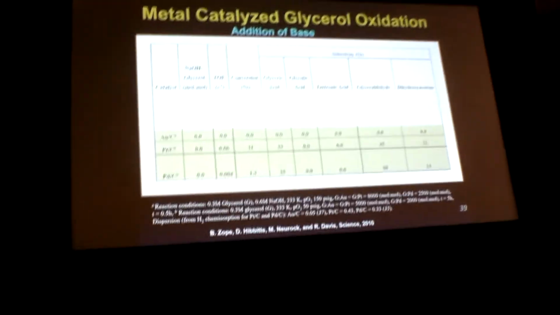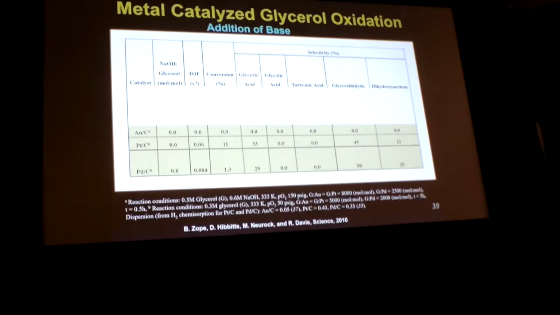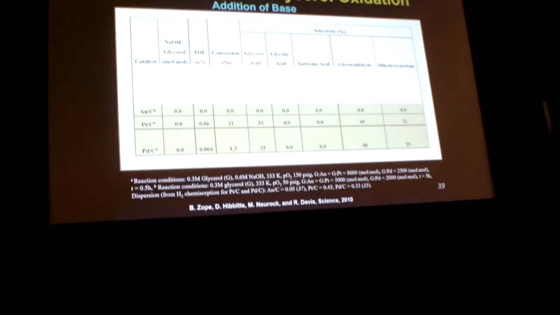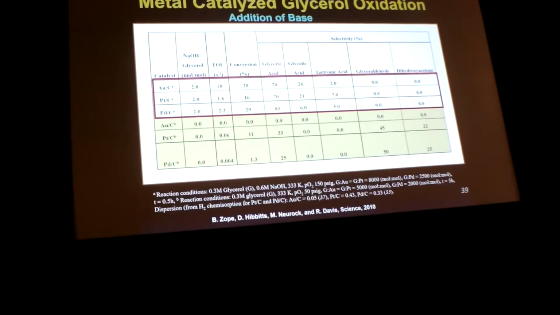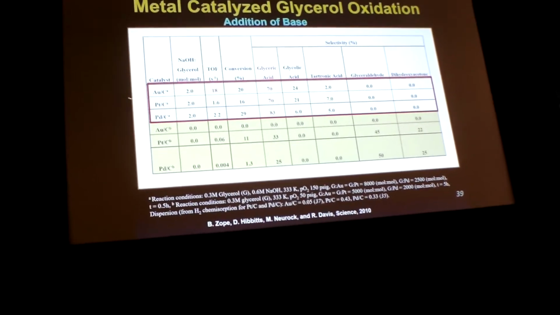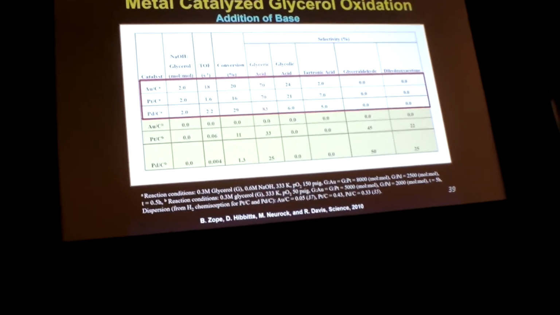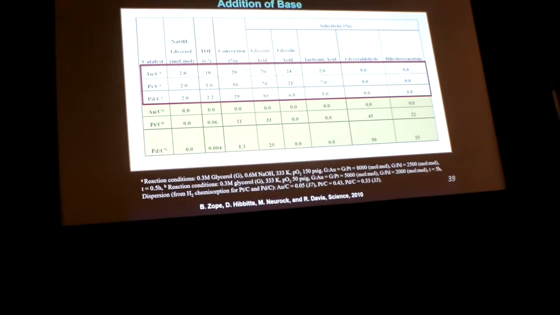We've done that in the past, but I simply want to point out in the absence of base, turnover rates are 0 or 10 to the minus 2, 10 to the minus 3, very, very low in these systems, on gold as well as platinum and palladium. You add a small amount of base into the system, and the turnover rates now are almost 4 orders of magnitude higher, and on gold it's 1 order of magnitude higher than on platinum and palladium. Surprising, because gold usually doesn't carry out oxygen oxidation, at least bulk gold. We make our jewelry out of it.